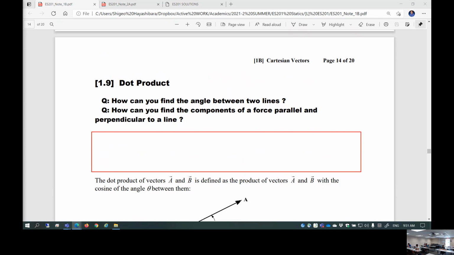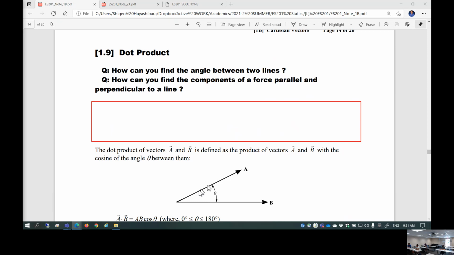So let's begin with the question. How can you find the angle between two lines? Let's say you have a point O, line OA, line OB. Let's say you're given two lines. I want to know the angle. How can you do that?